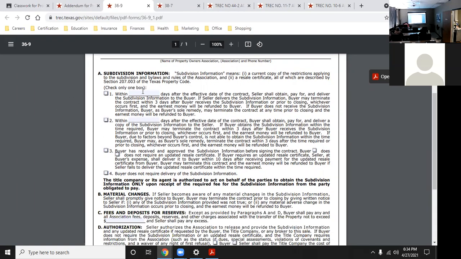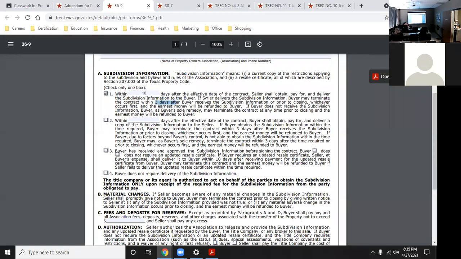I think it's normal practice, you put one. So basically saying within, usually 10 days after the effective date of the contract, seller shall obtain, pay for, and deliver the subdivision information to the buyer. And then within 3 days of receiving the notice, the buyer can back out of the contract.